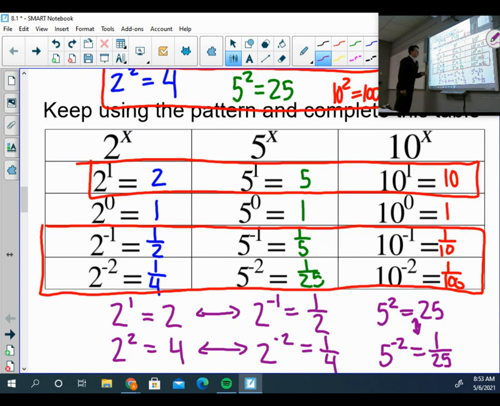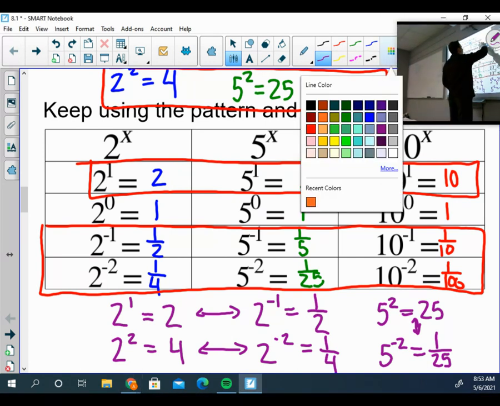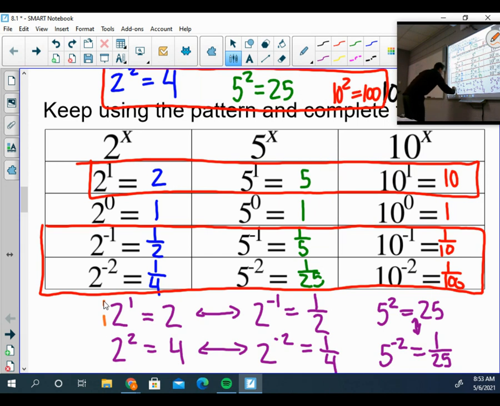And so we see a really interesting relationship here, where in general, if we were to summarize this, maybe we do it in a different color so that we really can see it. What we're observing in general is if I have A to the x equals y, then A to the negative x equals 1 over y.